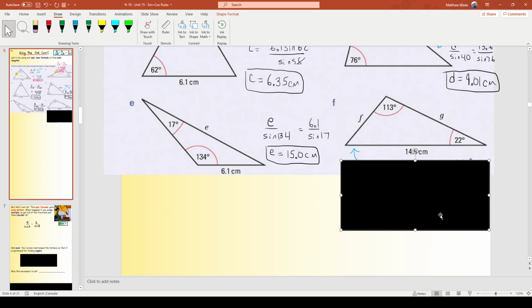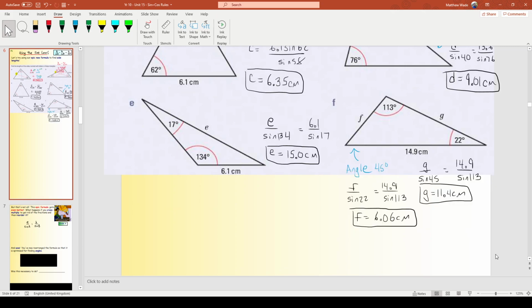F's got two of them to work out, but still no problem. That's going to be 45 degrees, just from taking away from 180. F being then 6.06 and G 11.4. So I hope that you feel okay at all of that. So we did a little bit of this last time, but that's all we did really.